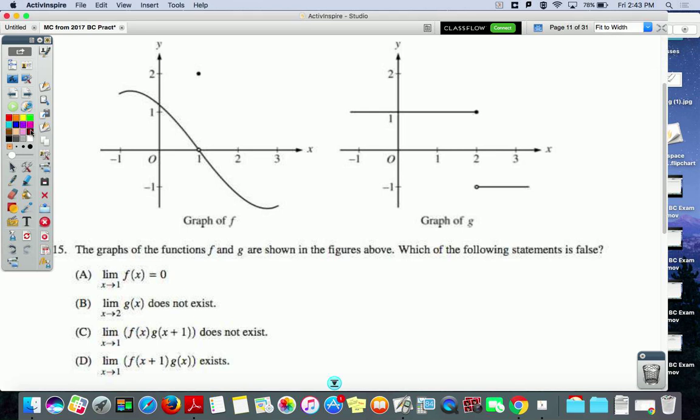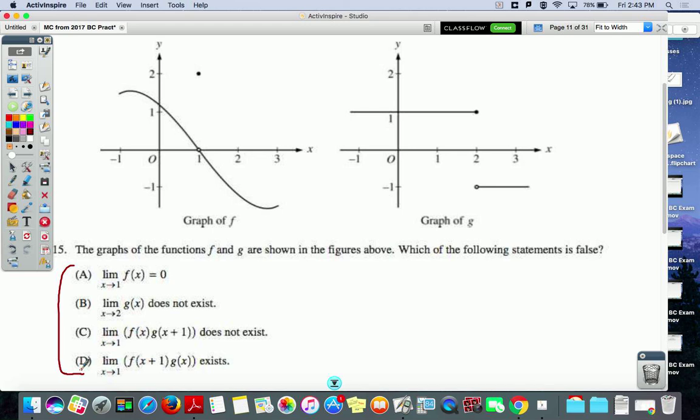15, we've got two graphs here, and we've got all of our options talking about limits. So we know they're going to apply to some of the limit rules we know. And it's wondering which of the following statements is false. So let's just go through them and identify which ones might be true or false.